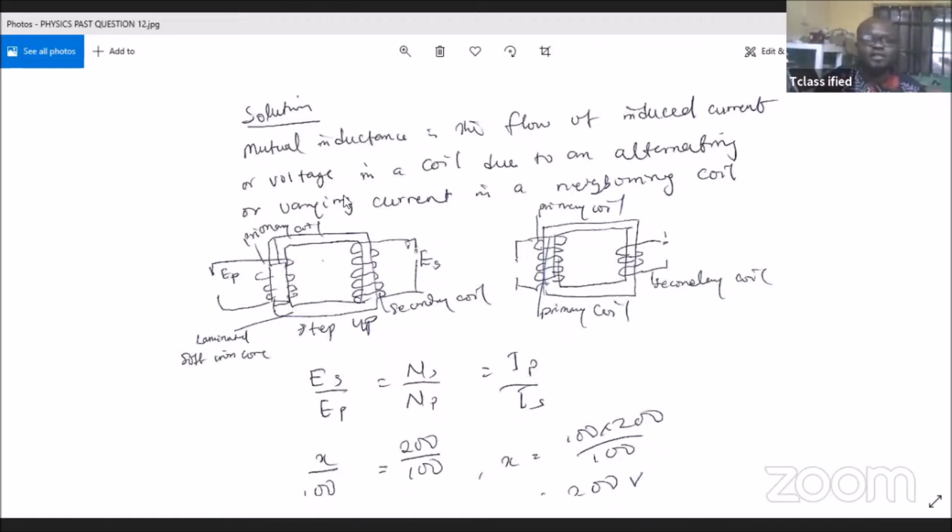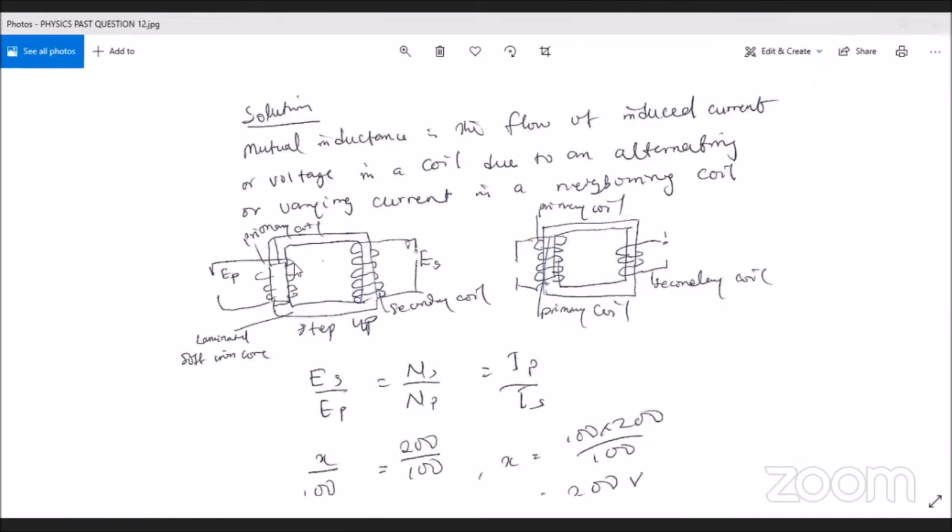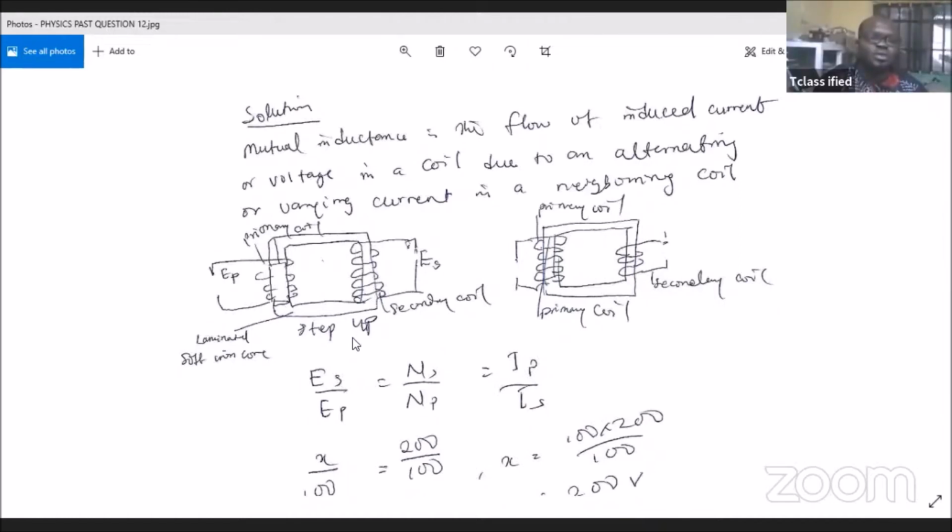Once you look at the transformer, this side is known as the primary coil, and this side is known as the secondary coil. Once the number of coils in the primary is less than that in the secondary, we call it step up, because you can see EMF is being stepped up from here to here. Here, there's a lesser number of coils, here there is more. But if it's moving from more to less, we call it step down. If it's moving from less to more, we call it step up. So this is a step up transformer. This is a step down transformer.